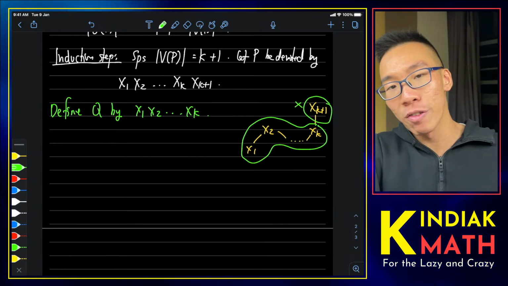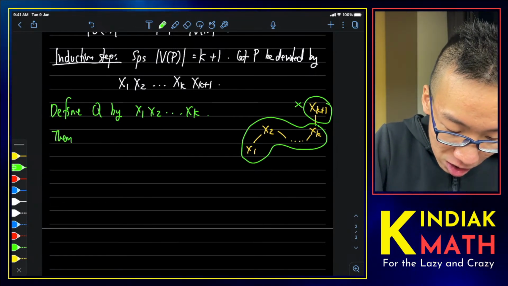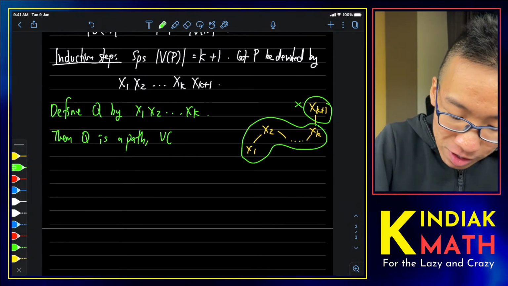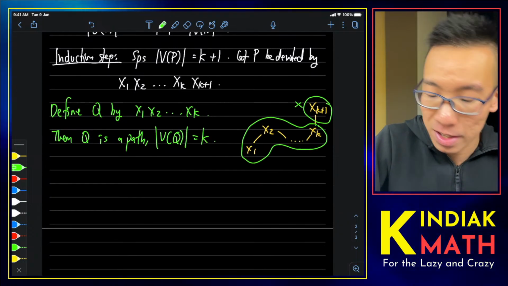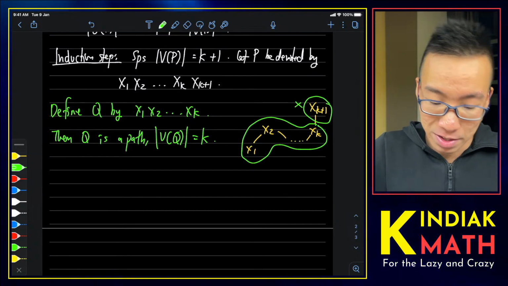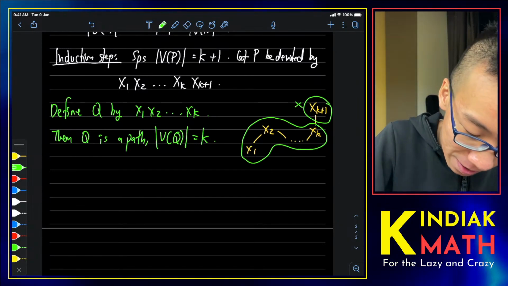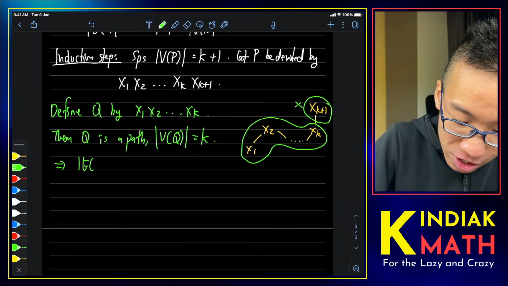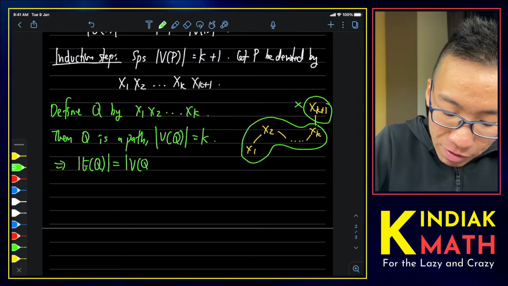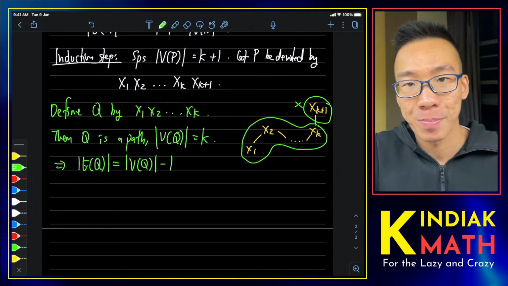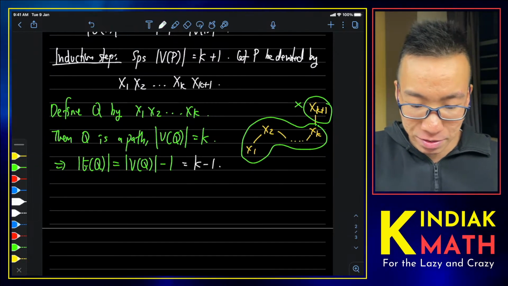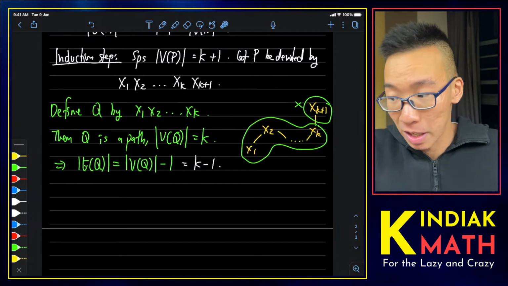Why is this useful for us? Well, this tells us that Q is a path and it has k vertices. Now, if it has k vertices, what does that tell us? This tells us that the number of edges in Q, by the inductive hypothesis, is the number of vertices minus 1. So that tells us it has k minus 1 edges, which should make sense, because the number of edges here is basically k minus 1.